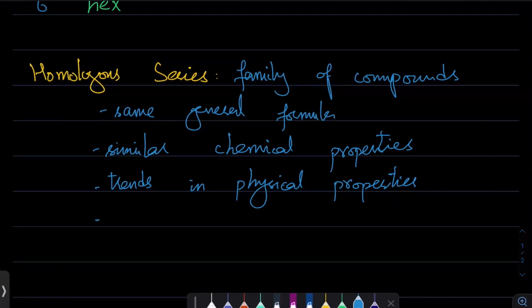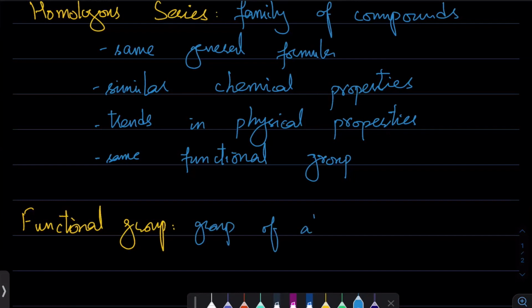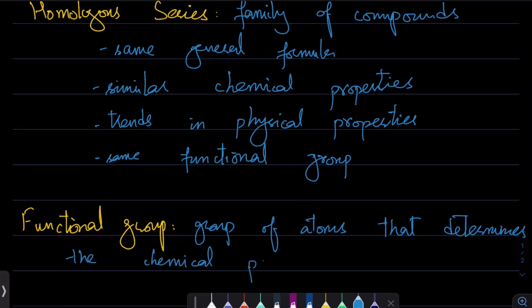Lastly, they have same functional group. अभी functional group क्या होता है? Functional group is something that determines the properties of atoms. Okay, so functional group, it is atoms or group of atoms that determines the chemical properties of a compound. Okay, now let's get started with homologous series क्या होती हैं और functional groups क्या होते हैं.